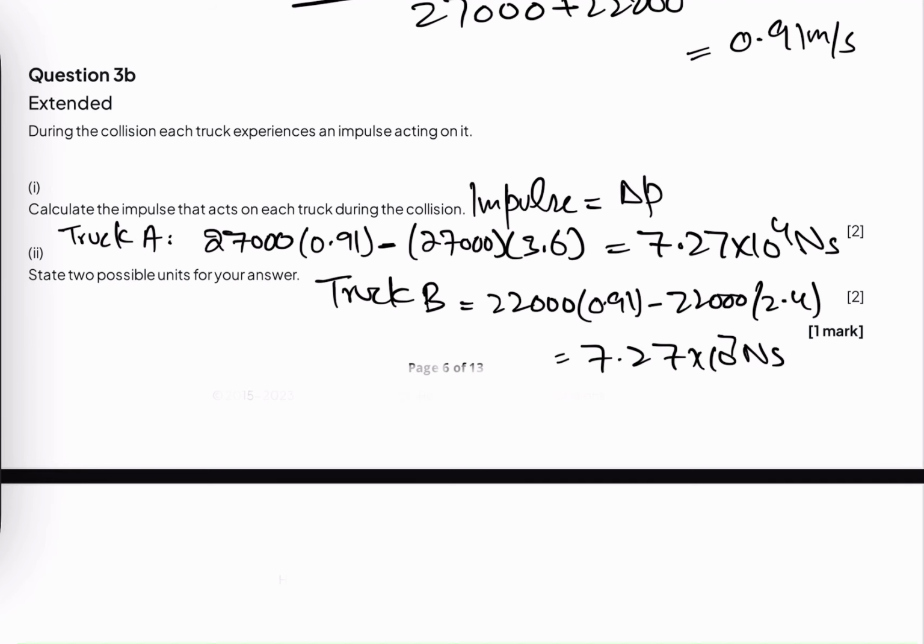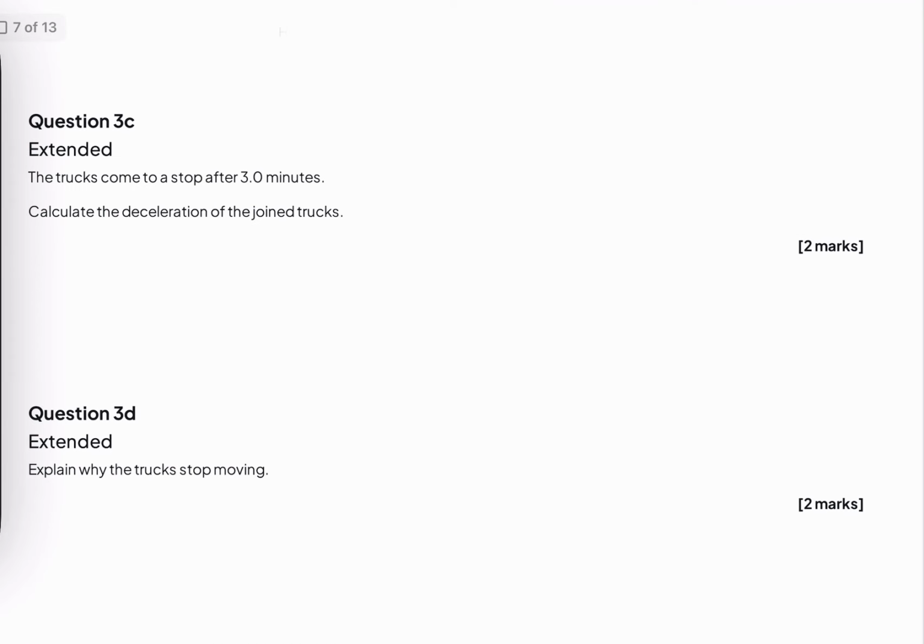And for part B, two units we have to state. One unit is kg meter per second and the second unit is Newton second. Both are units for the impulse and both are correct. The truck comes to a stop after 3 minutes. Calculate the deceleration of the joint trucks. Okay, we have to find the deceleration.